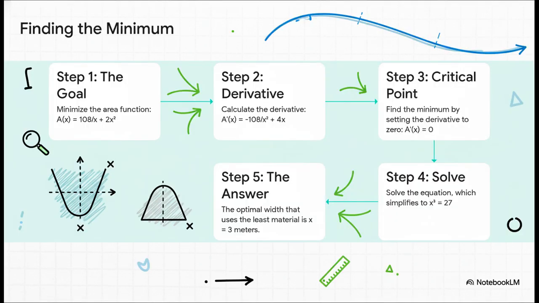And here is where our toolkit just completely shines. First, we set up a function for the thing we want to minimize, the surface area. Then we pull out our first tool, the derivative, to find its rate of change. We set that derivative to zero. Why? Because that finds us the critical point, the spot where material use is at its lowest. A little bit of algebra later, and boom, we have our answer. A width of 3 meters gives us the most efficient design. It's just an amazing example of how calculus solves very real problems.